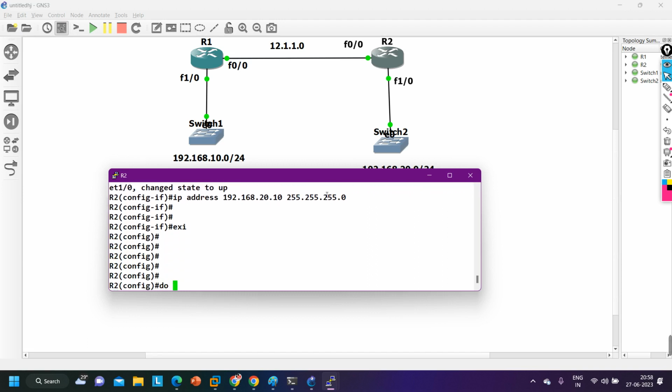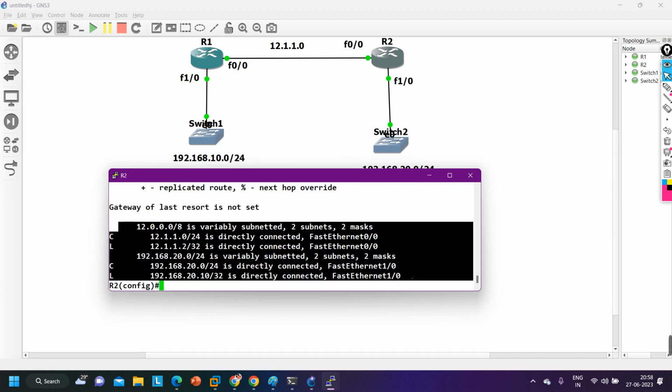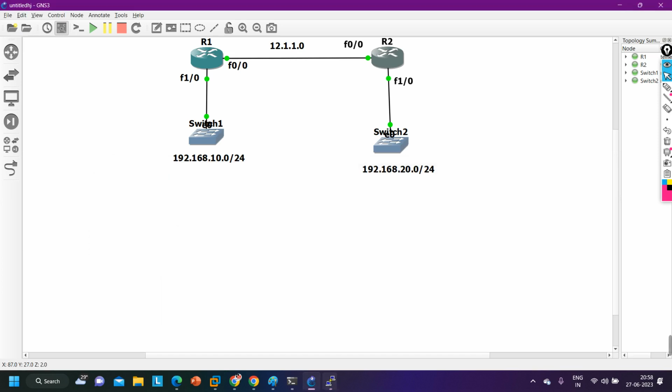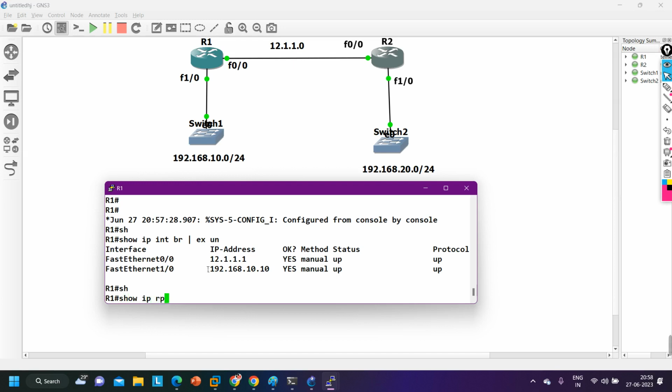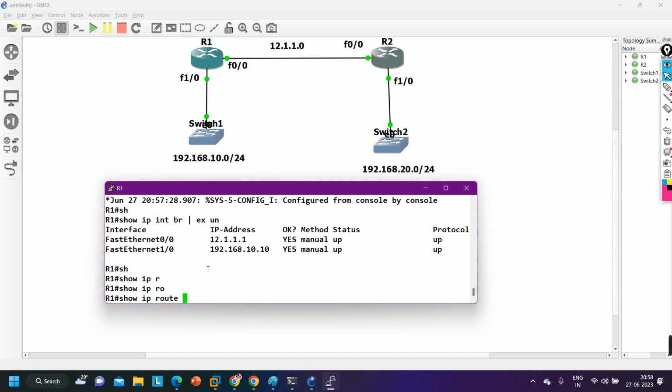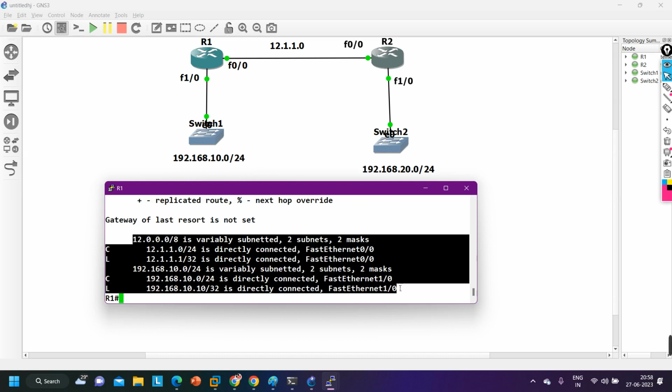Right now, see, do show ip route. In the routing table of the router, there is only the directly connected network. There is no information on router number 2 about the 192.168.10.0 network. In the same way, on router number 1, show ip route, only directly connected prefixes are there.